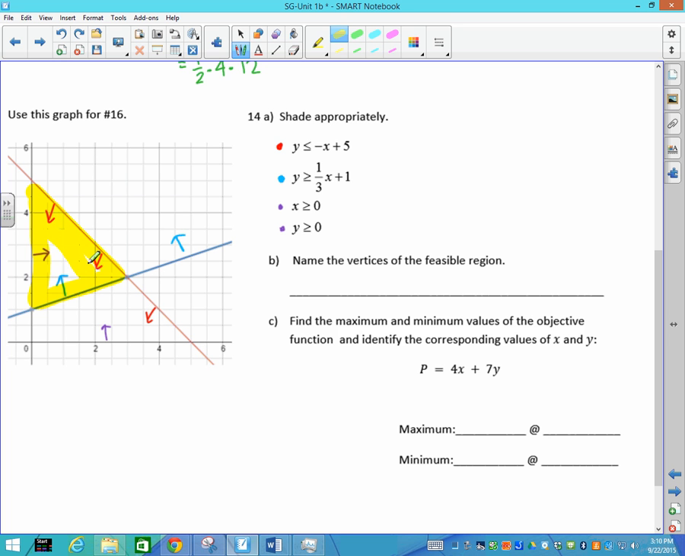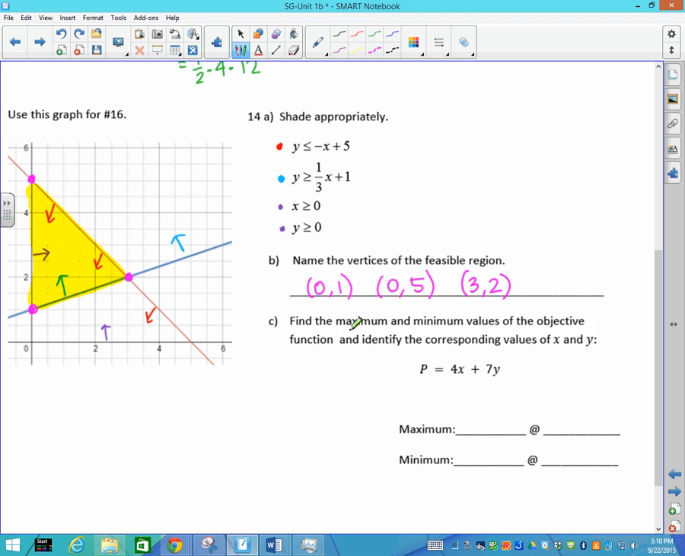Okay, so we shade this in. All right, that's part A. And now it says to name the vertices of the feasible region. So the vertices are those points, the corners of your shaded region. And from our graph, that gives us (0, 1), (0, 5), and (3, 2). Okay, we went over 3 and up 2.